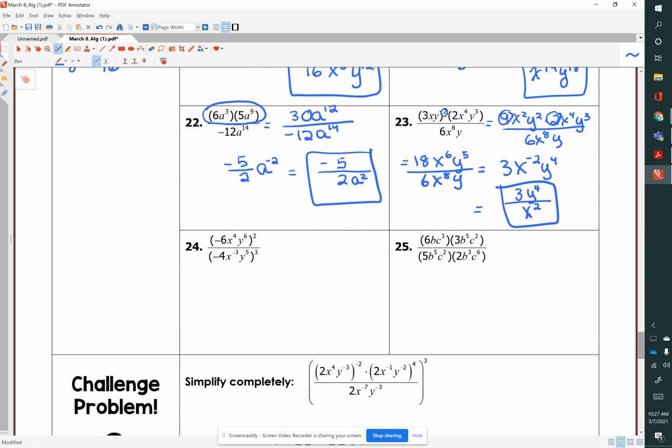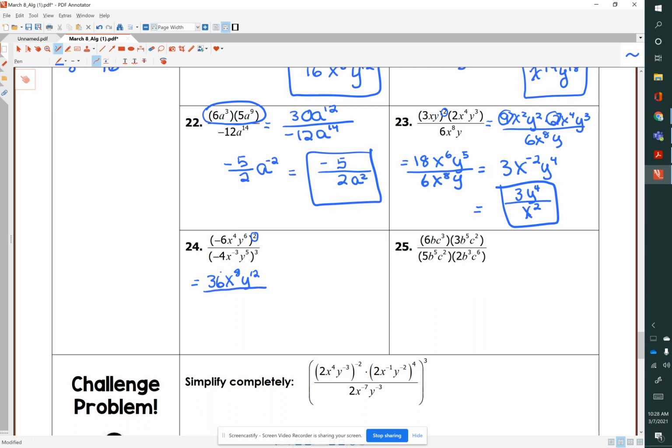And then finally, number 24 and 25. We're dividing, so let's start with this exponent of 2 on the far outside. So we have the power rule here. So we've got negative 6 raised to the second power. So negative 6 times negative 6 is a positive 36. X, 4 times 2 is 8. Y, 6 times 2 is 12.